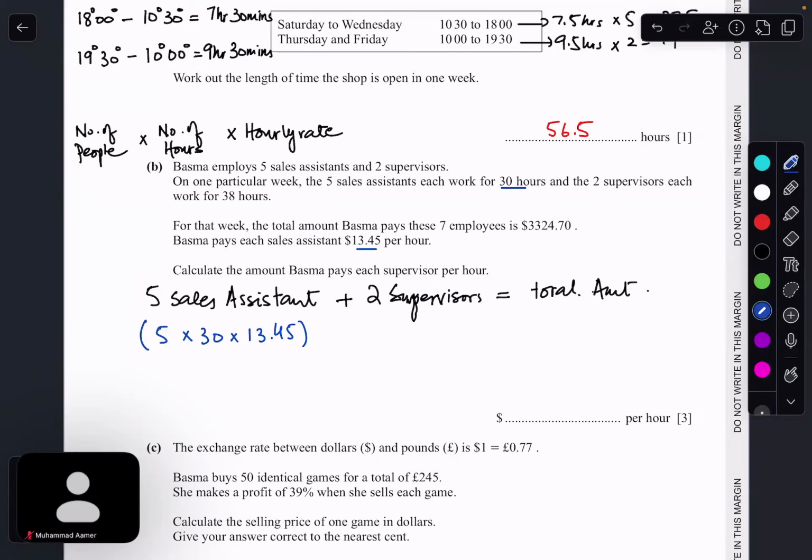Then for supervisor, we have how many? 2 of them. So 2 and 38 hours they're going to work. And what is the hourly rate for them? We don't know. That is what we have to find, the hourly rate for supervisor. So let's say x, and the total amount is how much? It's 3324.7.